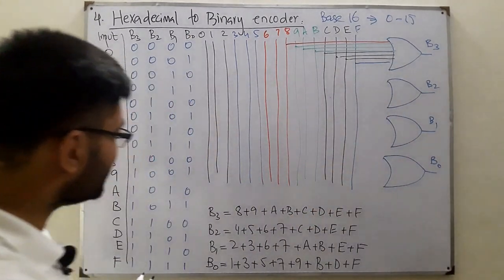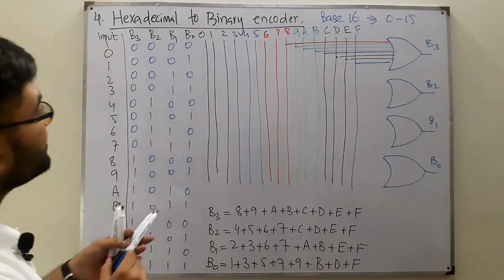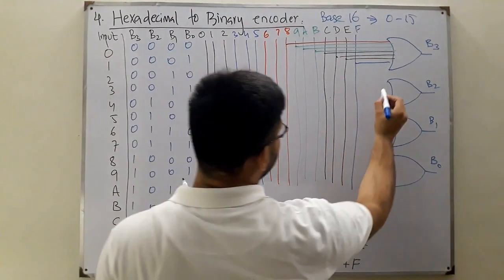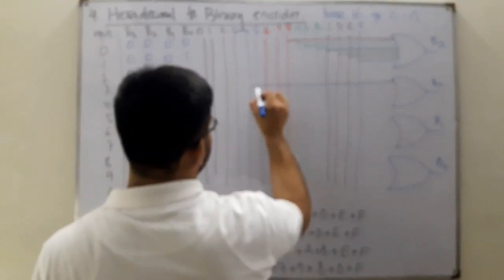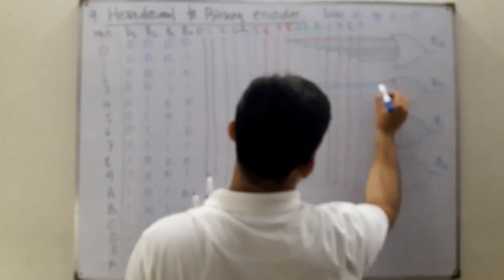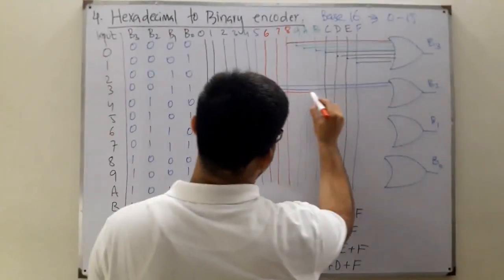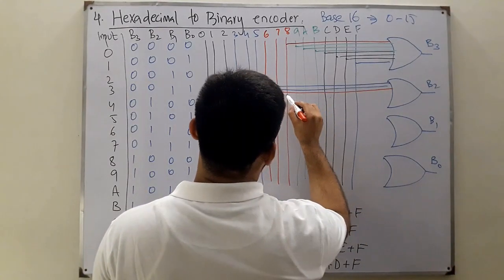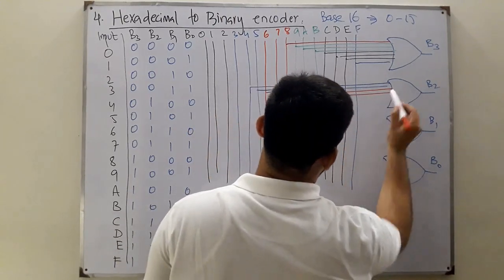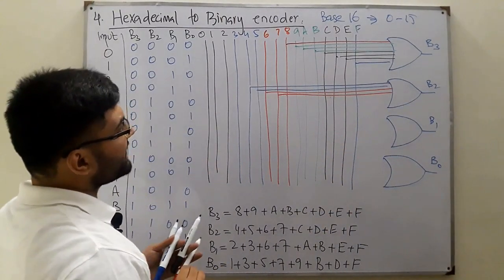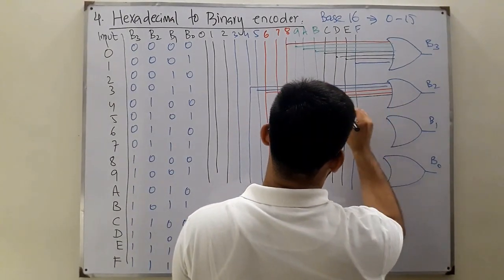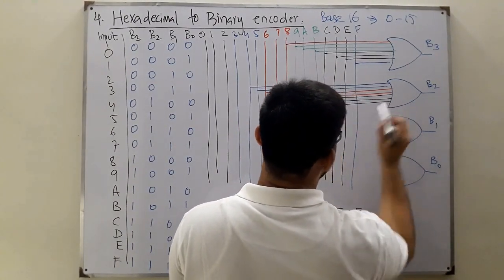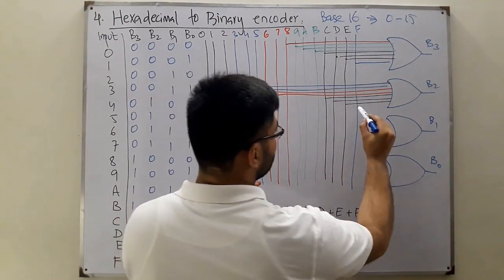All right, now for B2, you have 4, 5, 6, 7. So 4 and 5 are with the blue color. 6 and 7 are with the red. Then C, D, E, and F, which means with the black and the blue. So you have this C, this D, this E, and finally the F is with the blue color.